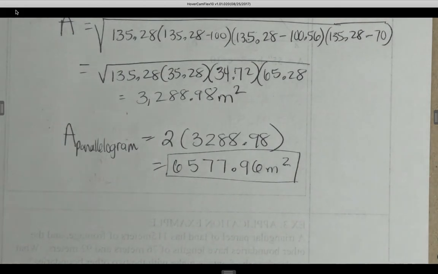Okay, so I think you have one or two problems that ask you to find the area of a triangle or some shape using Heron's formula. So just go ahead and try a couple and then let me know if you have any questions.